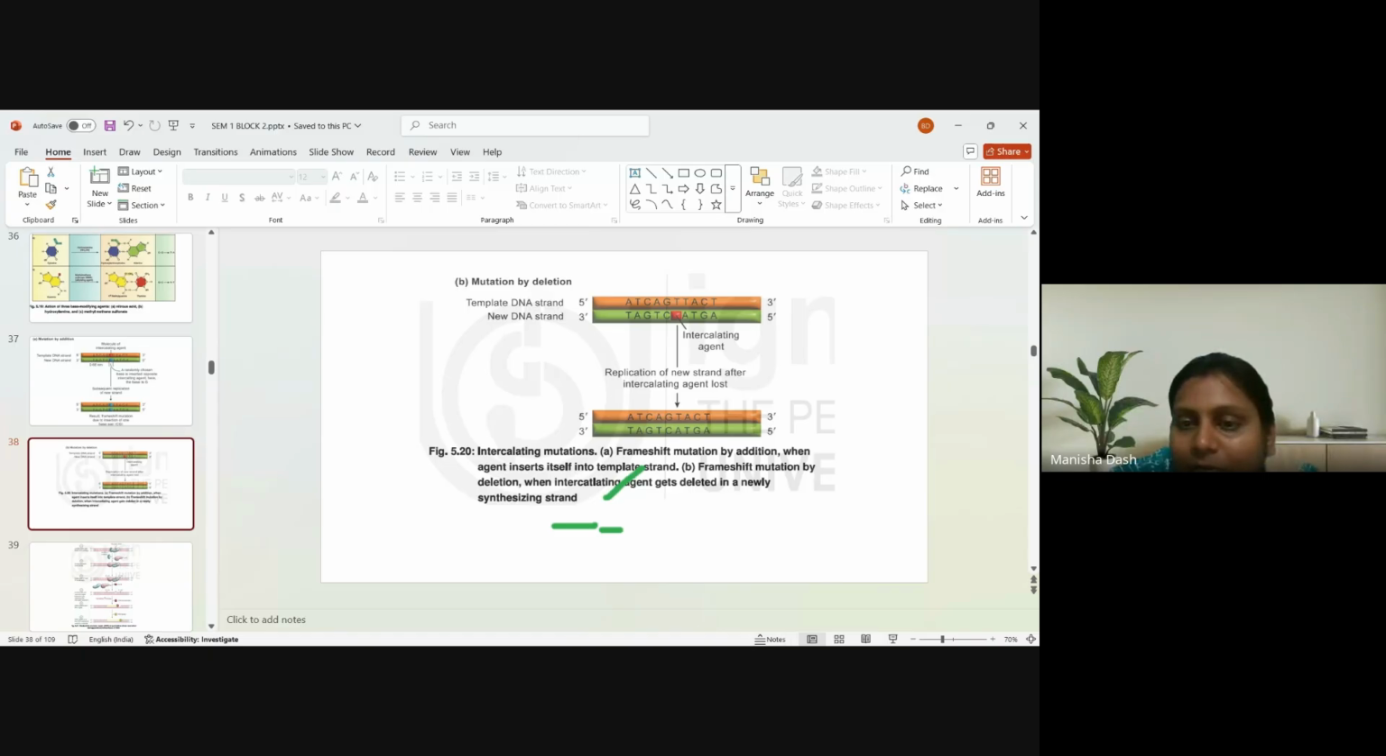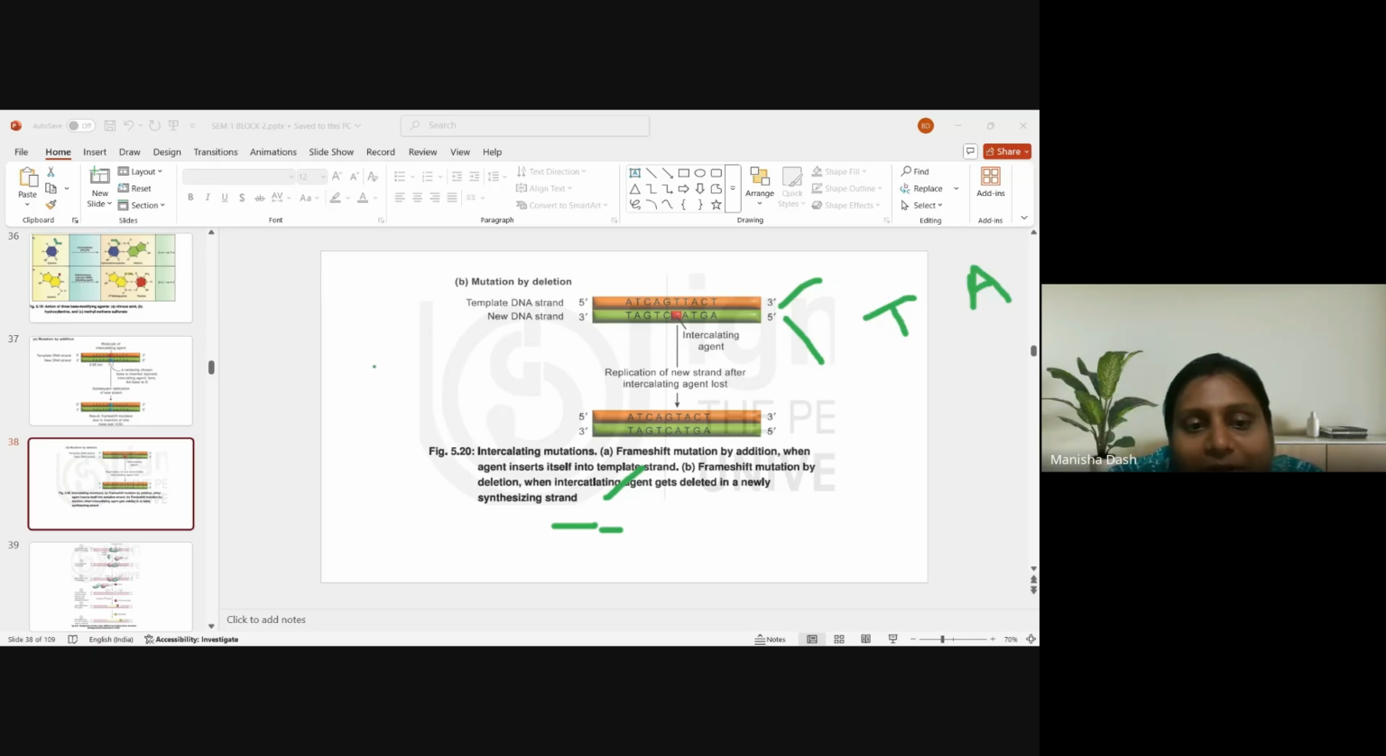Okay, here as you can observe, against the T, what should be the base? Adenine. But instead of A, you can observe that an intercalator has been inserted. So when these two strands separate and undergo replication, this intercalator will be removed because it has no role in the DNA sequence. So randomly it has been inserted, and now it will be removed.